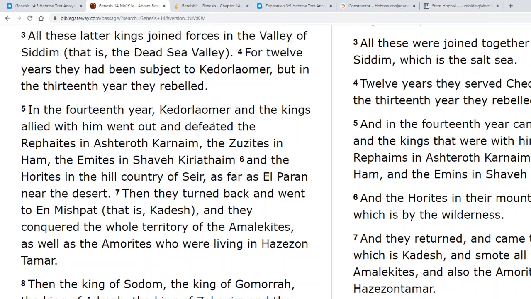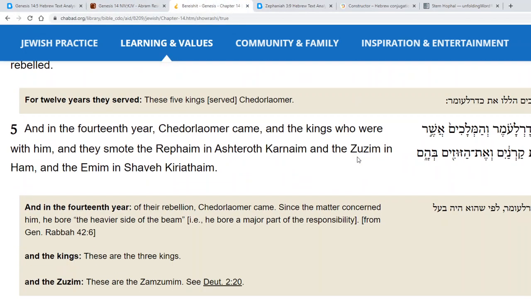I think smote, right? Yeah, they attacked them. It doesn't necessarily mean that they won the battle, but it does mean there is a battle. So I don't know why they said defeated. I would think that would be different. The Rephaites in Ashtarot Kernaim, and the Zuzites in Ham, and the Emites in Shaveh Kiryatayim. Okay.